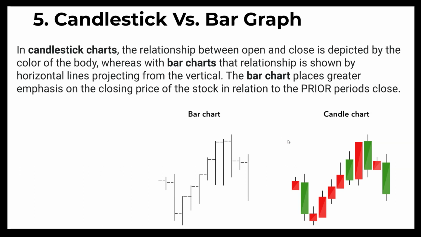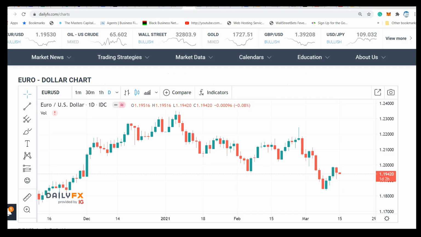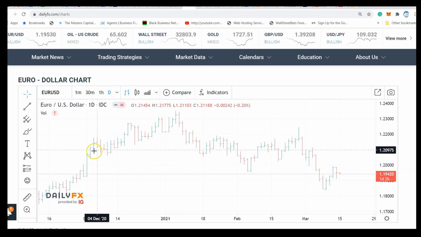So now we're going to go to a live chart and we're going to explain exactly how this works, and we're going to talk about the time and the different factors that the candlestick charts allow you to have. So now we're going to go to DailyFX.com. They have free charts for us, and we're just going to hit the charts. This is the euro versus USD today, and this is the candlestick chart. Now this is the bar graph chart. Do you see the difference?